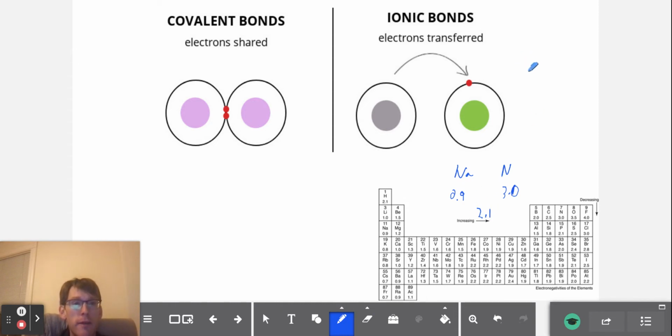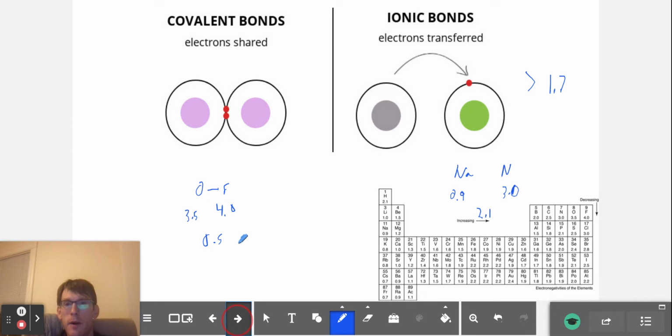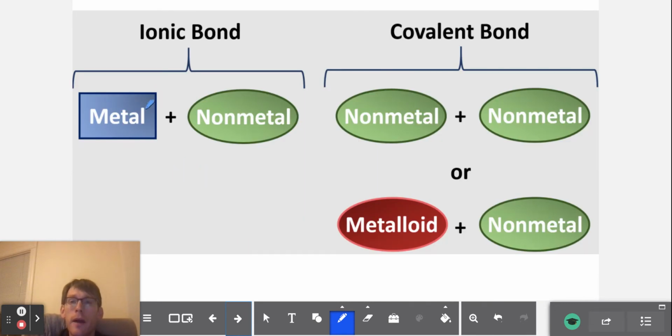A typical cutoff is an electronegativity difference of greater than 1.7. This isn't perfect, but it works pretty well for ionic bonding. In the case of covalent bonding, something like an oxygen bonded to a fluorine, that's going to be a 3.5 to a 4.0, and this difference of 0.5 is not a whole lot, so this is going to be a covalent bond. In general, a metal with a nonmetal, you're going to get an ionic bond, even if the electronegativity difference isn't necessarily exactly at that 1.7 or greater.